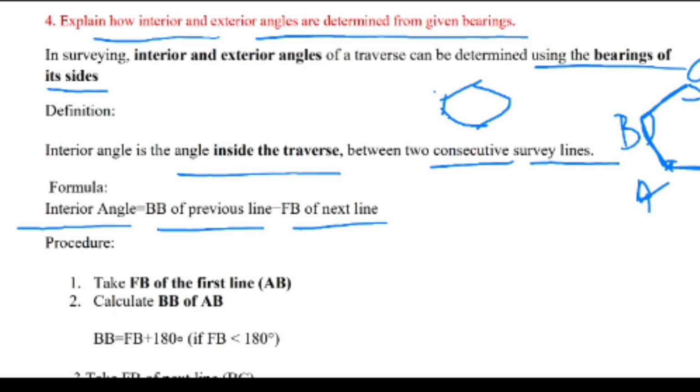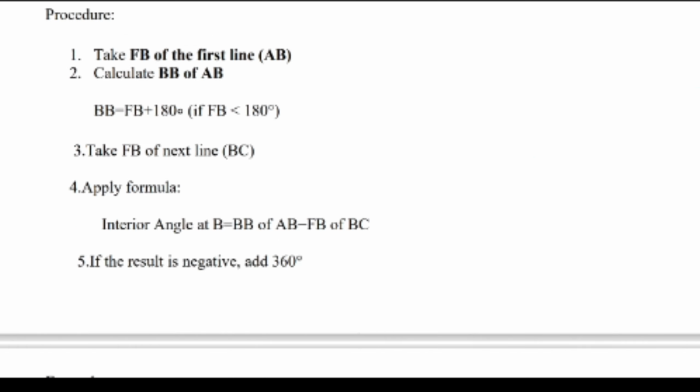So how are you going to calculate? The procedure: first you have to take the forebearing of the first line, and again you have to take the back bearing. Back bearing is equal to forebearing plus 180 degrees if it is less than 180 degrees, and minus 180 degrees if it is more than 180 degrees.